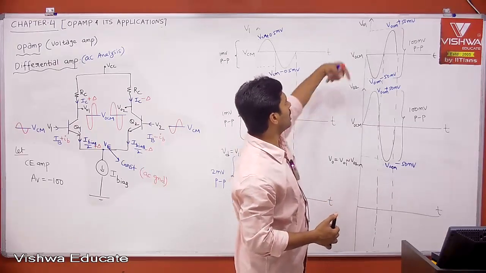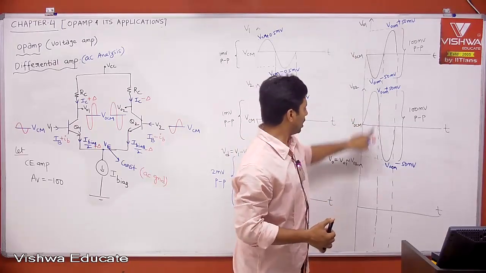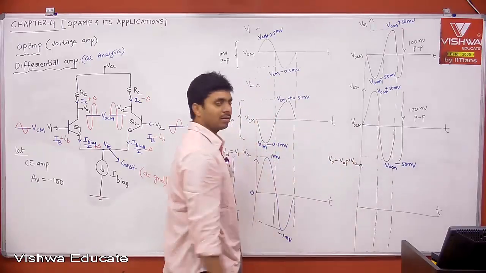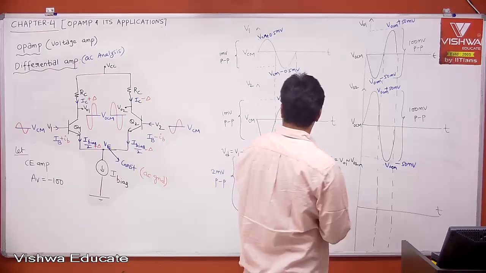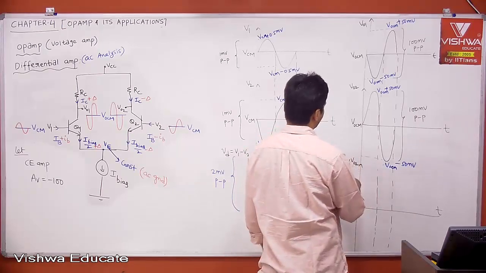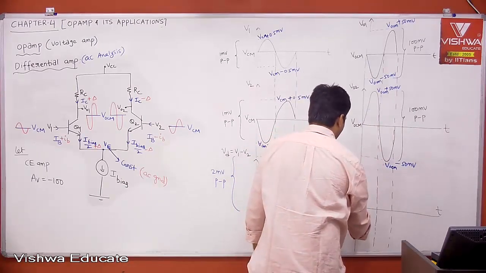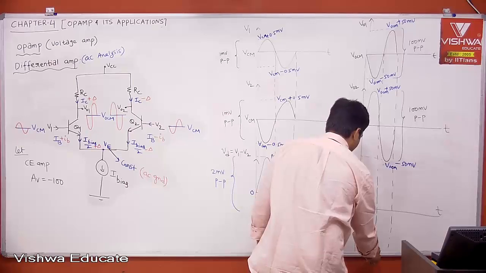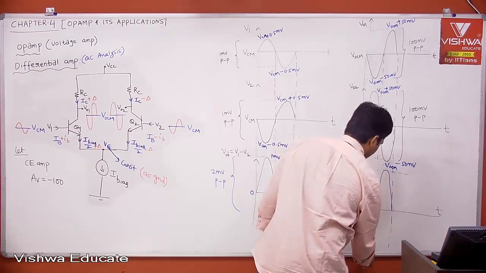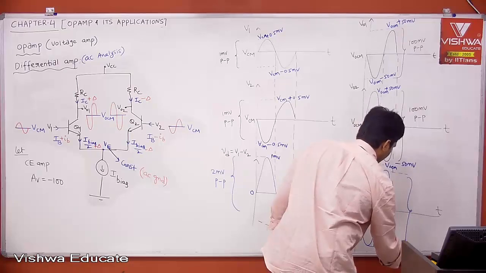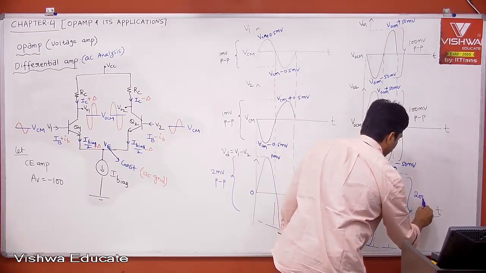If you take V02 minus V01, you will get the same phase. Then input and output will have the same phase. That is what is defined in the op amp. Therefore, if you take V02 minus V01 or V01 minus V02, anything is fine. Then you will be getting the same swing. But if you ask me, this is nothing but 200 millivolt peak to peak.